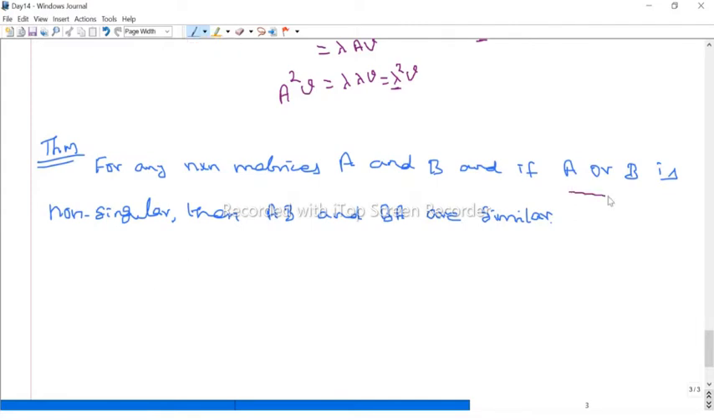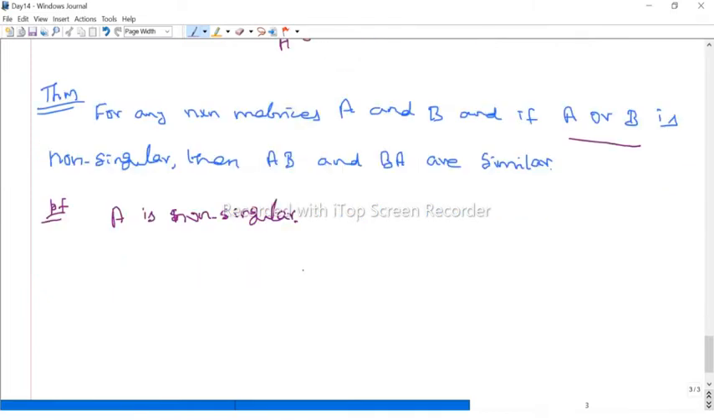suppose we assume that either A or B is non-singular. Without loss of generality, we assume that A is non-singular, that means the inverse exists. Suppose A is non-singular, then we have to prove that AB and BA are similar matrices. That means we have to write AB equal to some matrix P inverse into BA into P. We have to find such a matrix P. So what do we have to take? Or we can write it in this form: no need to write AB equal to, we can write BA equal to also.